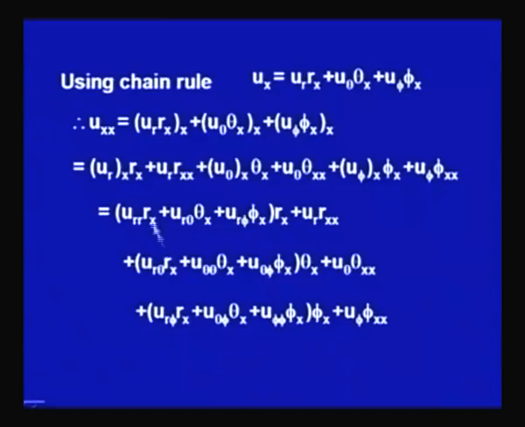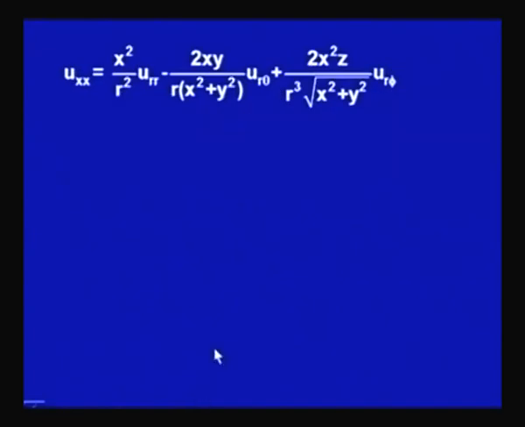So, this is what we have got for u x x. In a similar manner, we can use the chain rule. So, for u x x we could now substitute the values of r x and r x x and all those things. So, we do get it now; you can see it in your calculations yourself.